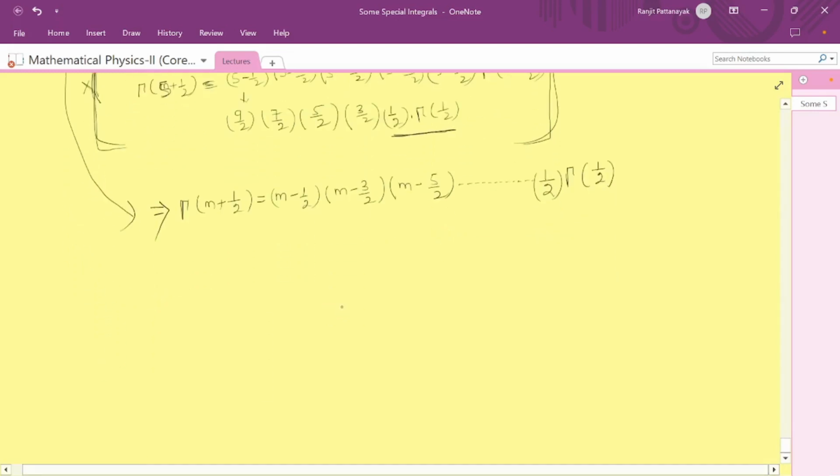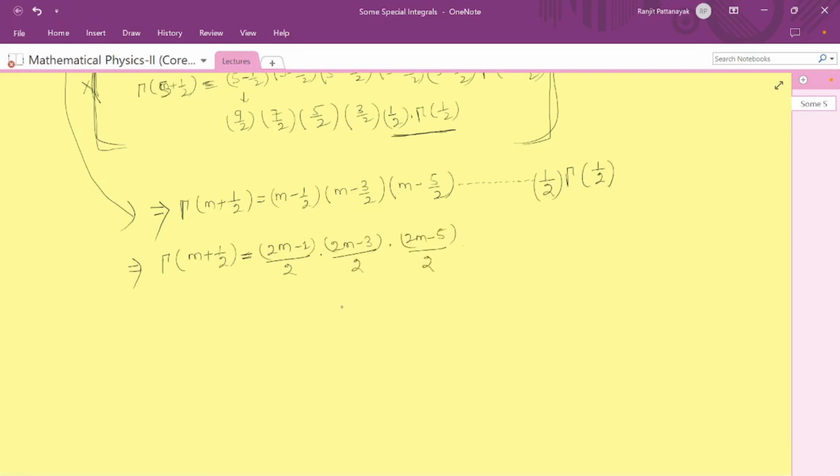Okay, that implies gamma m plus 1 by 2. This is also one of the most important questions. Important question means a 5 mark or 6 mark question. You just practice it well. So this can be written as 2m minus 1 by 2 into 2m minus 3 by 2 into 2m minus 5 by 2, and so on. The last two terms are one term into half, and gamma half we know is root pi, right?